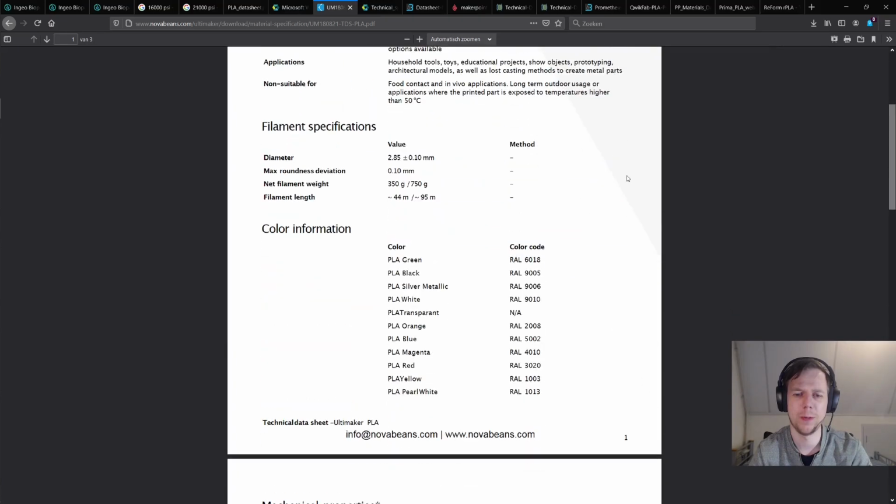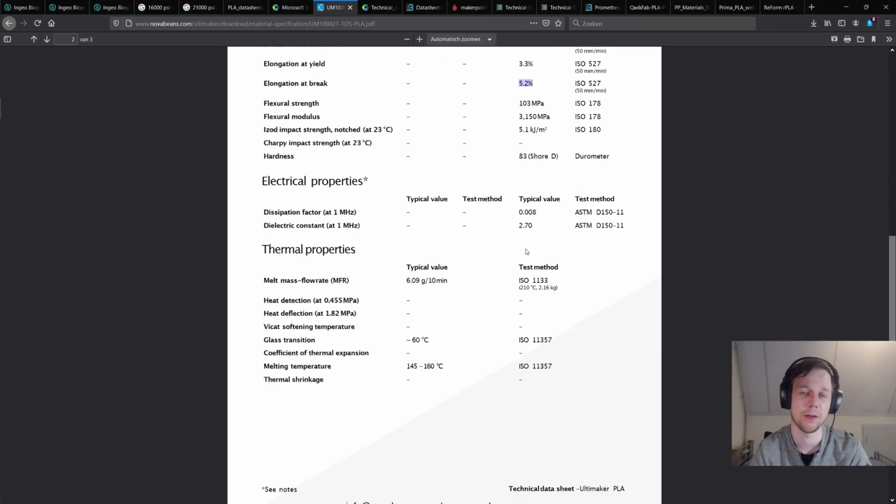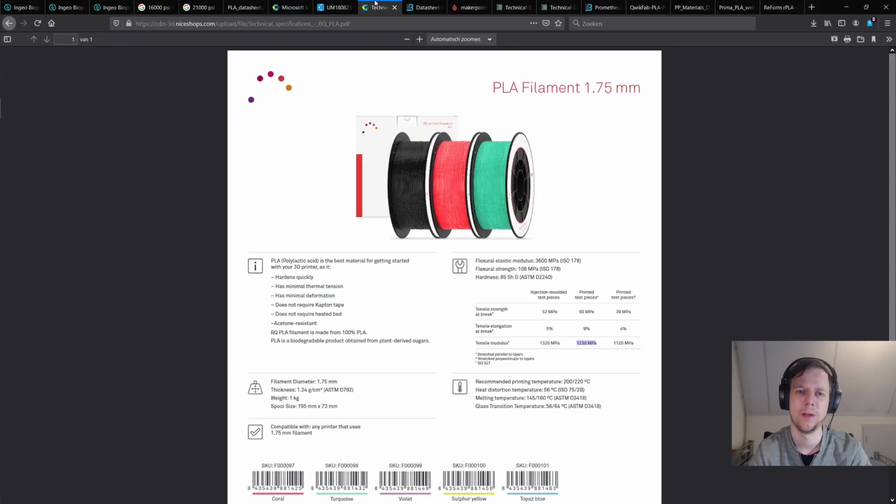If we go to Altmaker, we again get much of the same stuff. So they didn't do an injection molded sample, but then neither did the others. So that's fine. And again, when we go to the tensile strength and the elongations, everything looks kind of like the others and like what we expect.